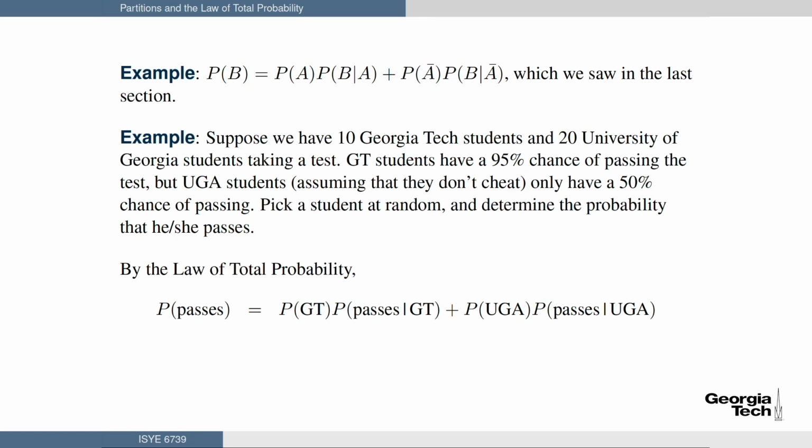And let's do a plug and chug. Georgia Tech students encompass 1/3 of the population, 10 out of 30, 1/3. The probability that you pass, given that you're Georgia Tech, is 0.95. Then plus probability of UGA, 2/3, times the probability to pass, 50%. And when the smoke clears, the overall probability of passing is 0.65.